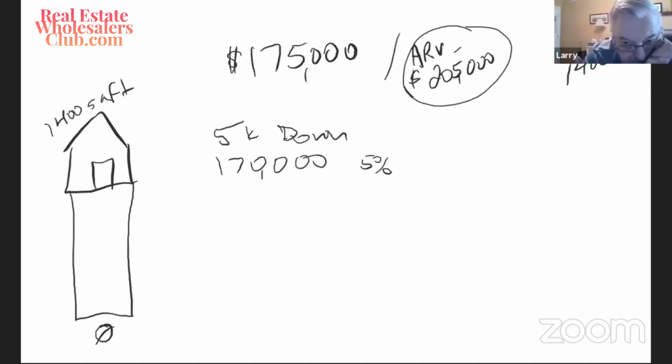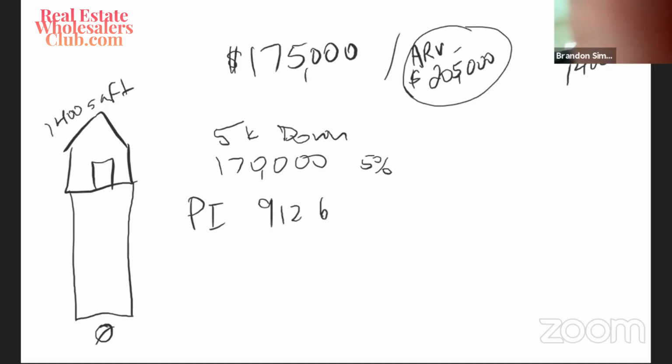$170,000. 85, 800, yeah, 8,500. So 175,000 at 5%, amortized over 30 years. The principal and interest payments are going to be $912.60. Okay. Now this one, basically, I had this down where the total PITI was just over $1,000 at that time.